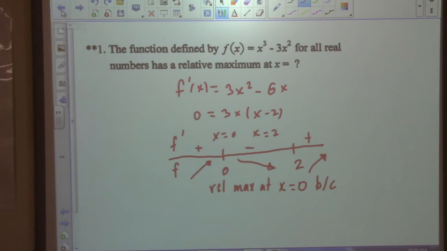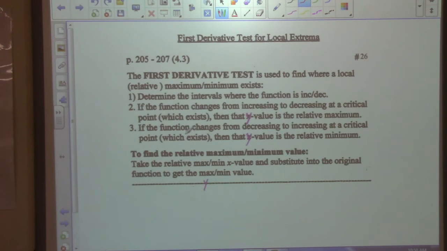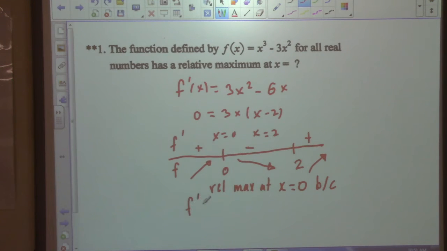For justification, what is the justification right here? Because what happens? Because the function changes from increasing to decreasing. Well, the function changes from increasing to decreasing, but the reason is because f prime of x changes from positive to negative, right? f prime of x changes from positive to negative.